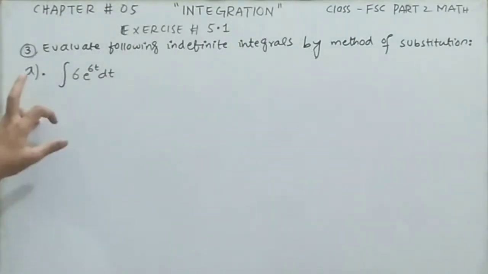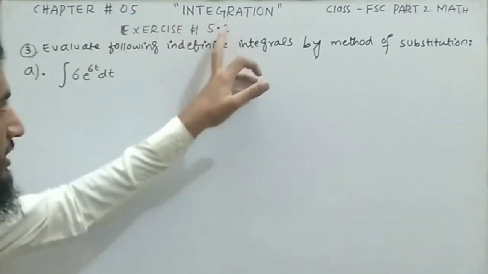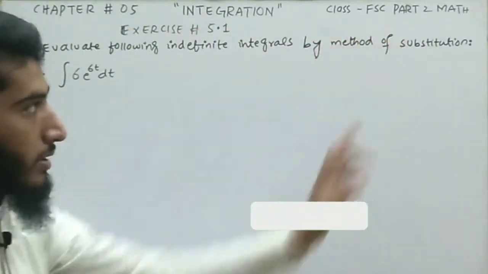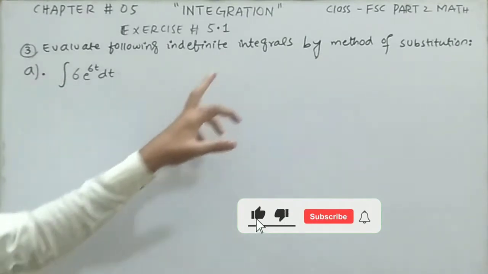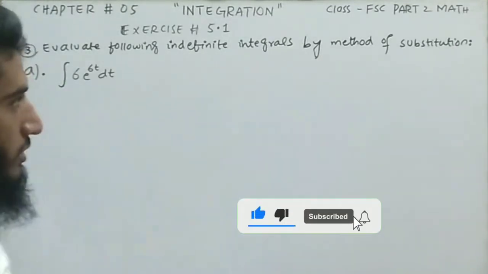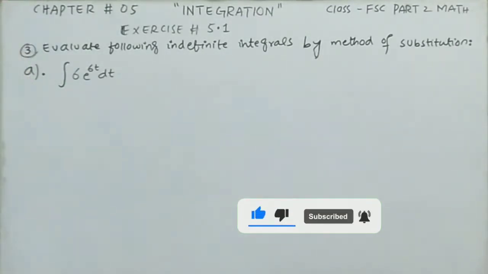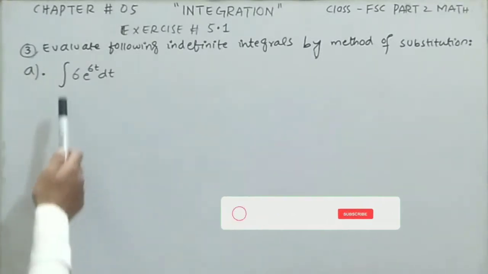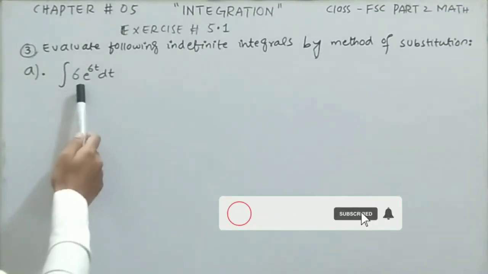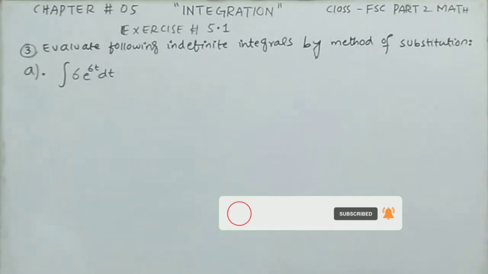So let's move toward question number 3 of chapter number 5, Integration, exercise 5.1, class FSc part 2 mathematics. It tells that evaluate the following indefinite integrals by the method of substitution. There are a total of 4 parts in this question. Part number A tells that evaluate the integral of 6 e power 6t dt.